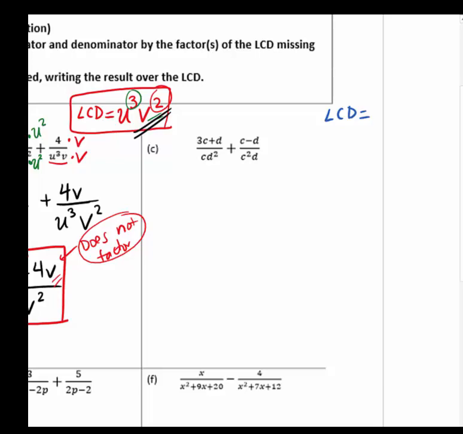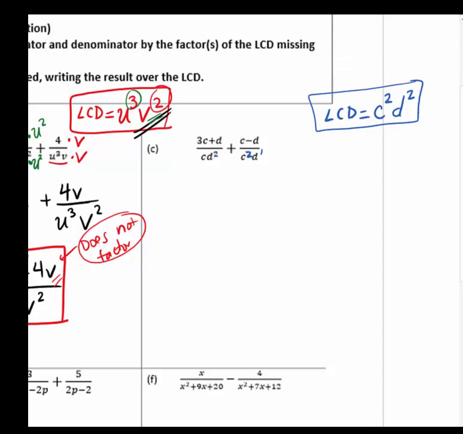Between the denominators, all I see are some c's and some d's. For the c's, the powers I see are 1 on the first guy and 2 on the second guy. The larger of those is 2, so I want 2. For the d's, the power on the first one is 2. The power on the second one is 1. The larger of those is 2. My least common denominator must be c squared and d squared together.